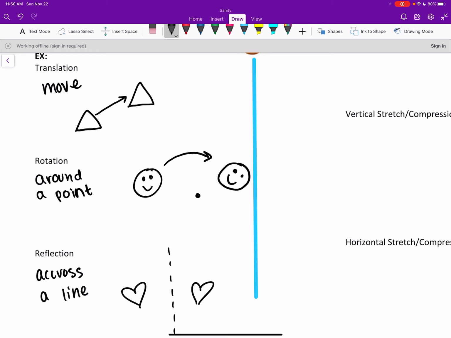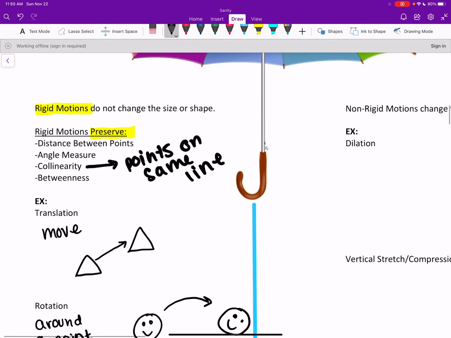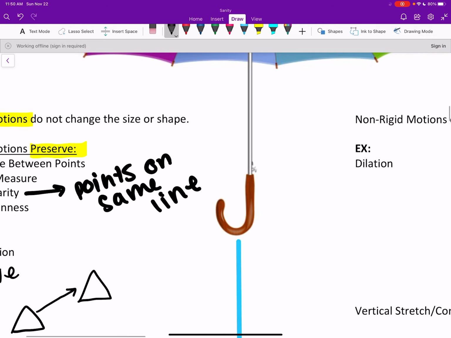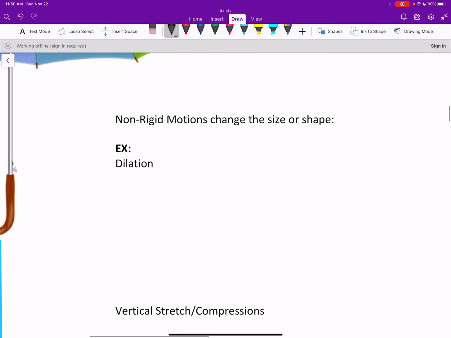So take a second, make sure you've got a couple definitions of translation, rotation, reflection. You know what it means to be a rigid motion. Okay, non-rigid motions, on the other hand, are things that do change size or shape. So, for example, if you had a dilation, so maybe I was going to draw a car, but that sounds too crazy. How about another triangle?